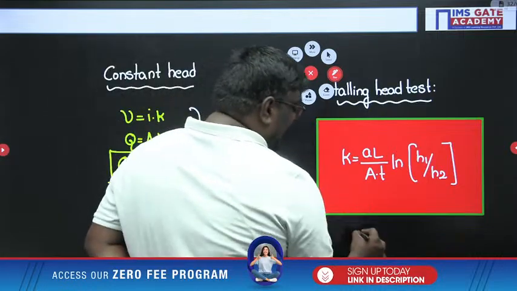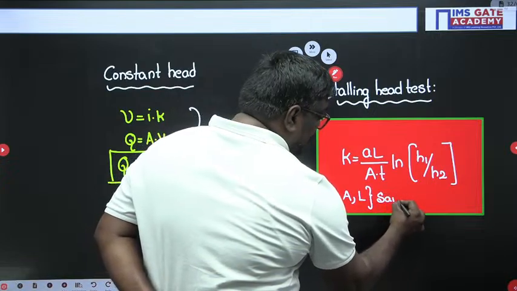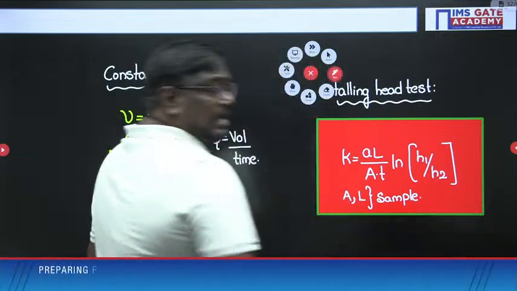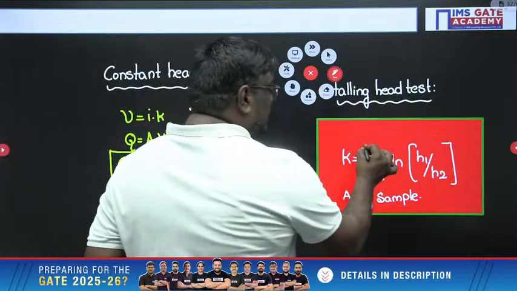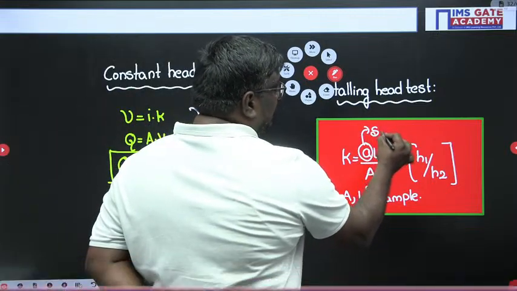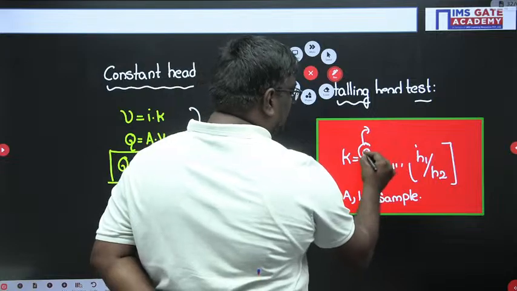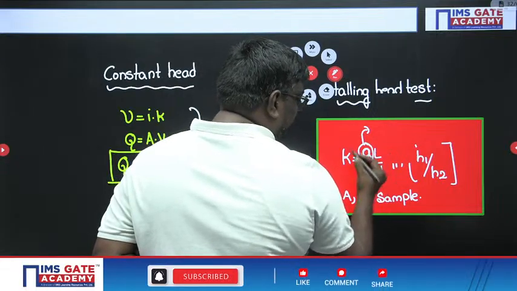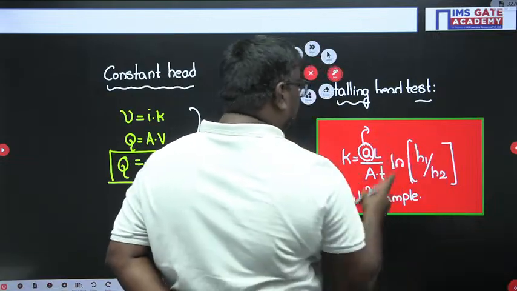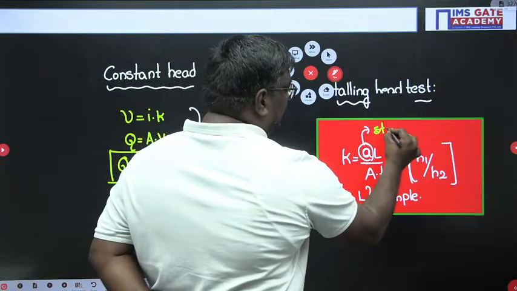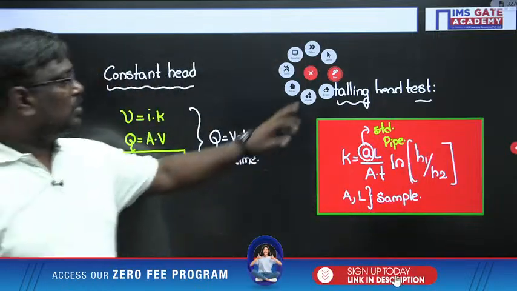If you consider capital A and L, these are the area and length of the sample. Capital A is the area of the sample, and capital L is the length of the sample. Whereas small a is the area of the standard pipe. This is the area of the standard pipe you can write. So this is all about the falling head test.